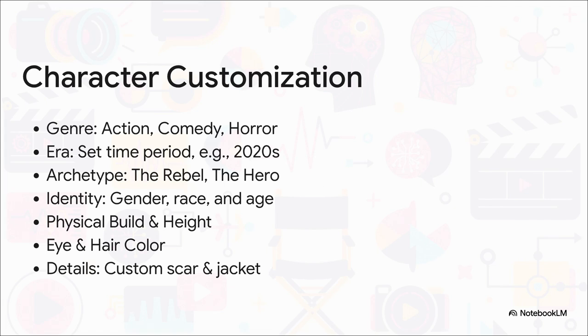Now, what's really interesting about this slide is how incredibly granular you can get, without having to write long, convoluted sentences. You're just making directorial choices. In our source tutorial, the creator builds a female racer for a chase scene. They just select the action genre, set the era to the 2020s, and then they pick the rebel archetype to really influence her energy. From there, they just dial in her exact physical build, select blue eyes and long, wavy black hair. They even add specific custom details, like a facial scar on her forehead and a leather jacket, straight into the prompt box. The AI handles making it look photorealistic. You just sit back and make the creative choices.